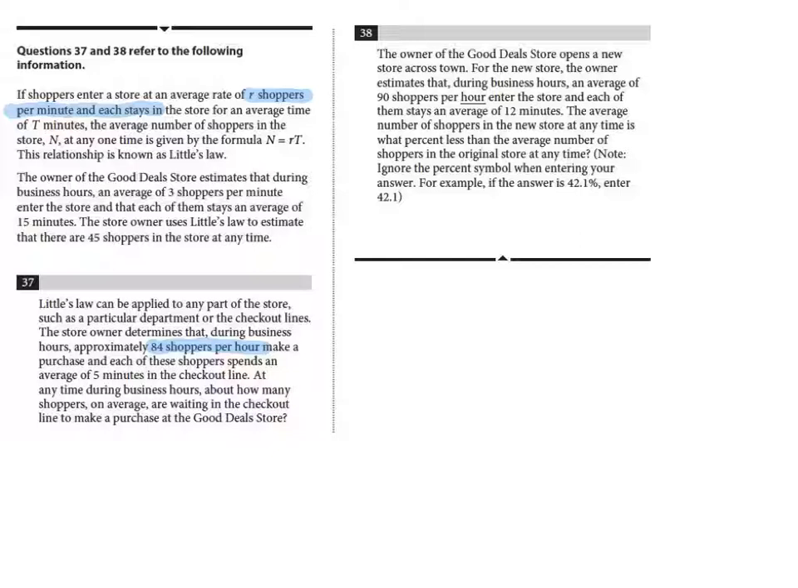So 84 per hour, well, there are 60 minutes in an hour, so we divide that by 60. On my calculator, 84 divided by 60. So we see that 1.4 people are entering the checkout line per minute on average. Okay, so that's going to be our R value. So this is R.